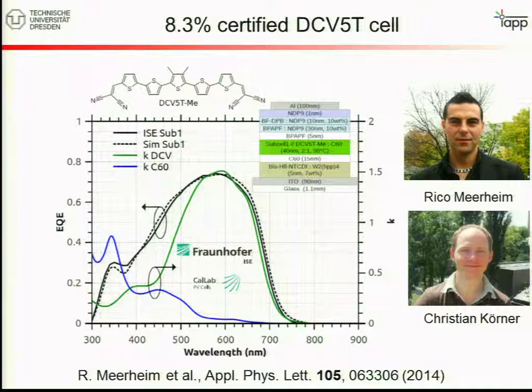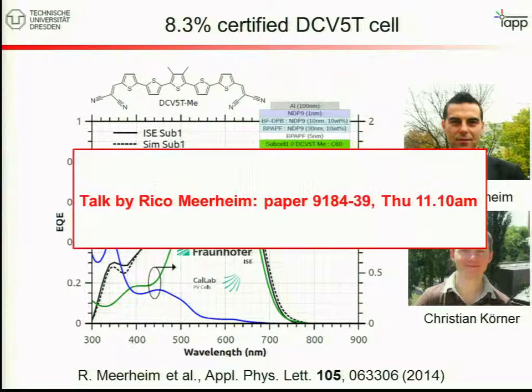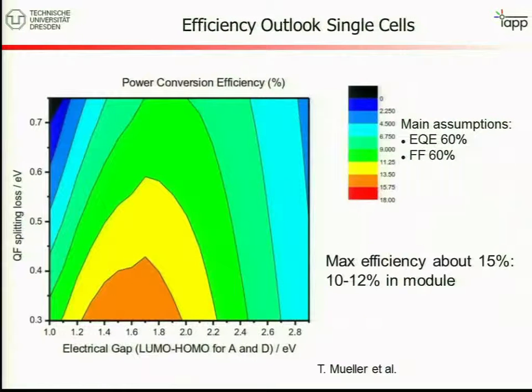And the external quantum efficiencies, at least in a range of the absorption, are about 70%, but there's still a lot more room to improve. There will be a talk by Rico on Thursday, so if you want to know details, go to this talk. Now, these single junction cells, as I said, we are here at about 8.3%, have a potential of about 15%. That's a calculation from Toni Müller in his PhD work in my group. And he calculated that for the optimum gap, for realistic values, you should reach about 15% in the lab, which means that in the module, you'll have about 10 to 12, and that is simply not enough.